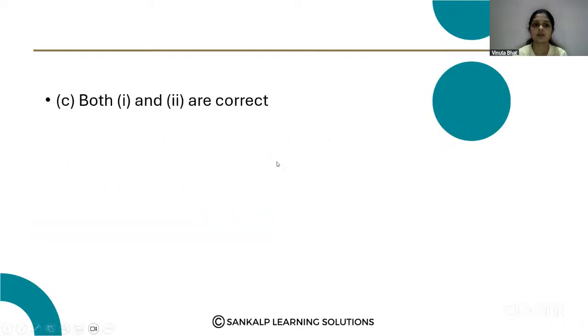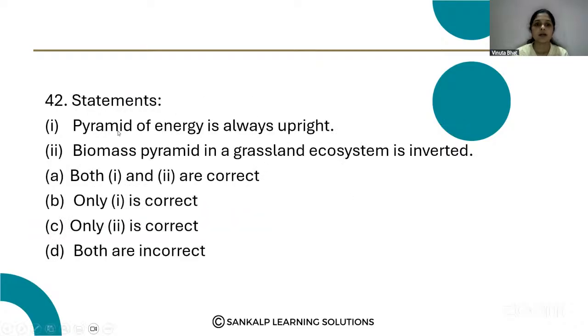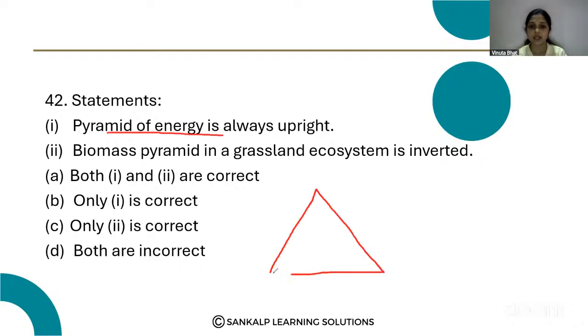Next question, question number 42. Statements. Pyramid of energy is always upright. Biomass pyramid in a grassland ecosystem is inverted. Look, pyramid of energy is always upright. Energy, if the producer has 1000 kilocalories, then the next trophic level has 10%, meaning 100, then 10, then 1. So that is always upright. The pyramid looks like this. So that is the correct statement.